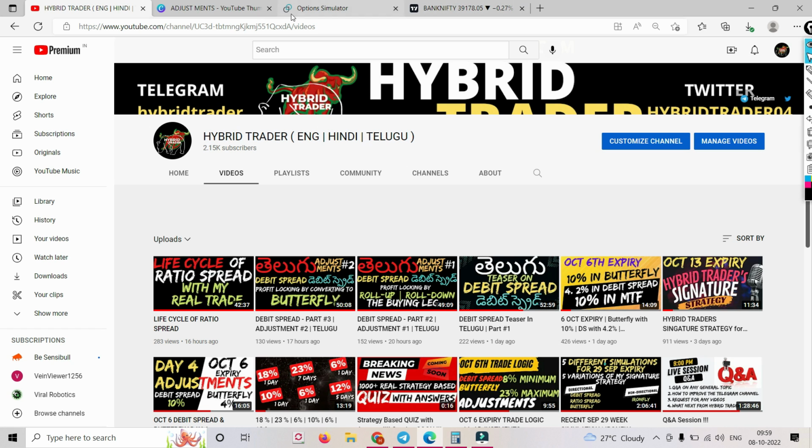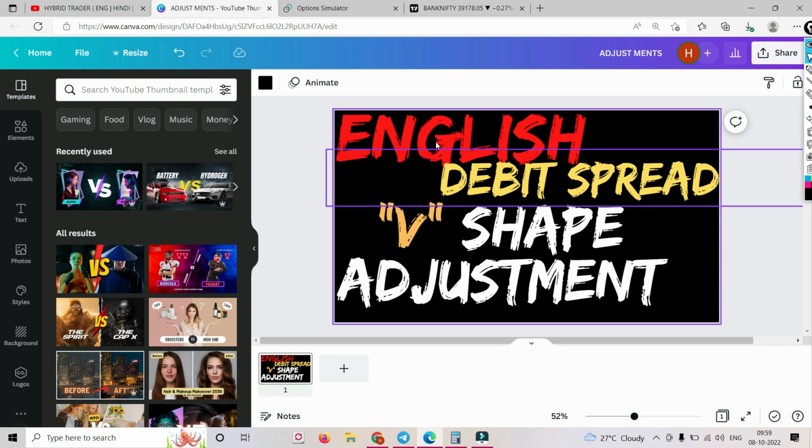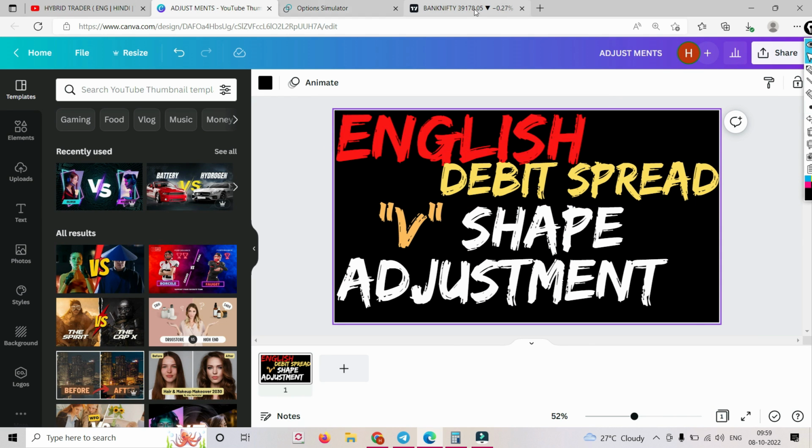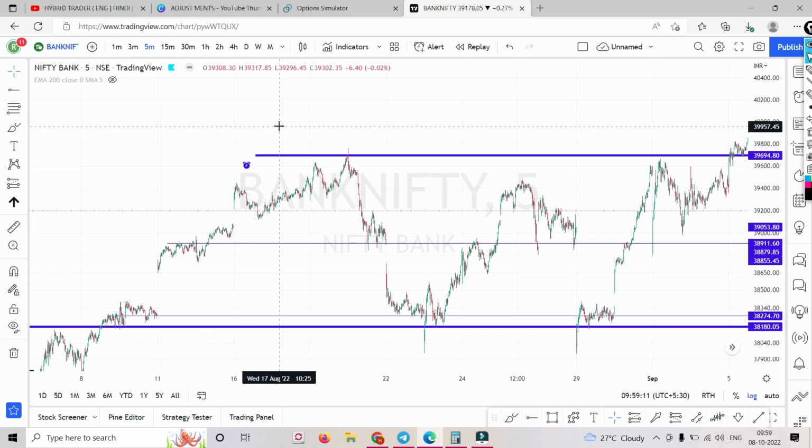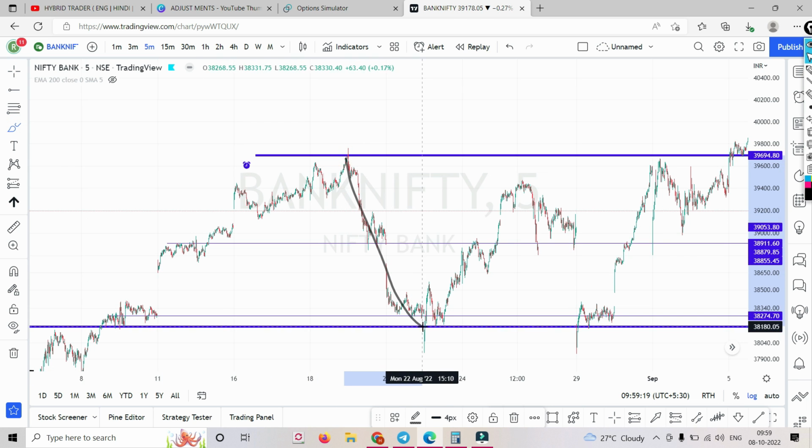Okay, so let me quickly take you back to the slide. So this is all about V-shape adjustments. For this I've taken this example. We're going to do this demo, or these simulations, on Bank Nifty for this week. The start date is the 18th, and when I say V-shape, this is the V-shape, friends. The market came down, and within the same week the market went up, so this is a V-shape.